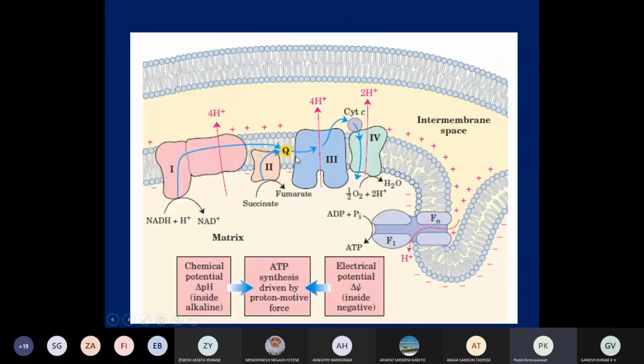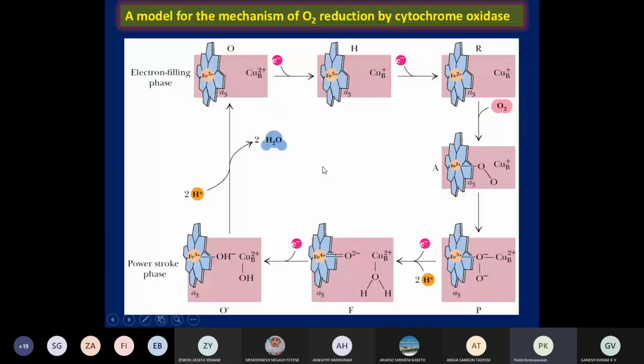So the conclusion is that complex 1 can translocate 4 protons, complex 3 translocates 4 protons, and complex 4 translocates 2 protons. In total, 10 protons are translocated from the matrix to the intermembrane space when NADH donates its high energy electrons to molecular oxygen in the electron transport chain. So this is what happens.